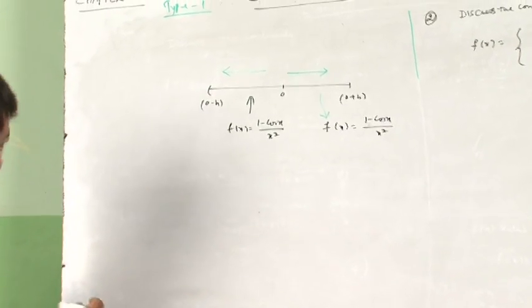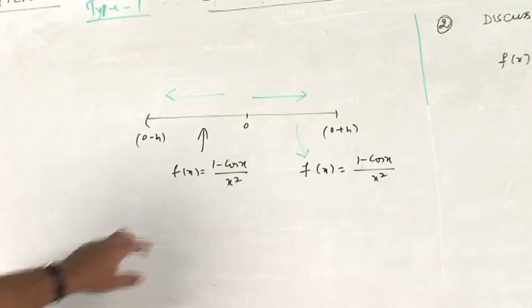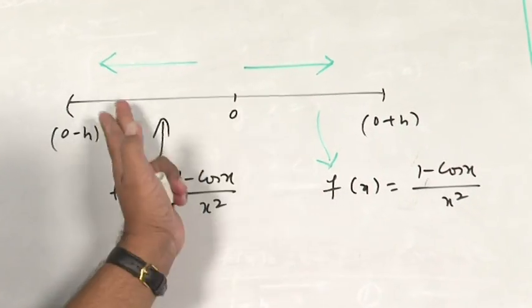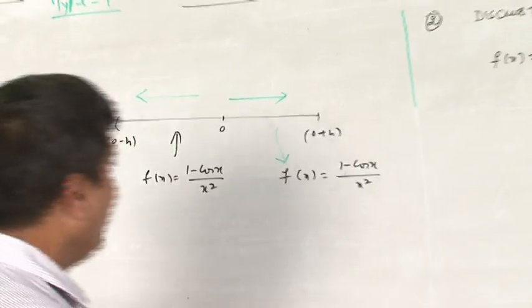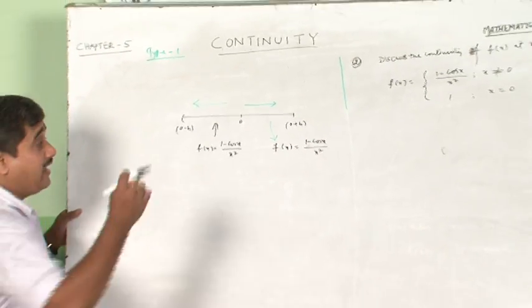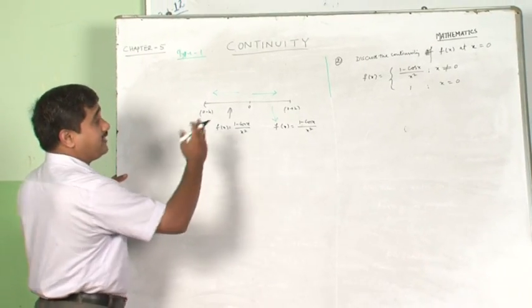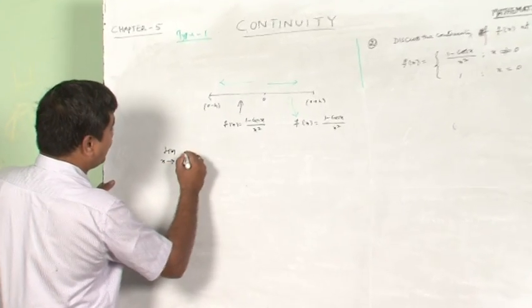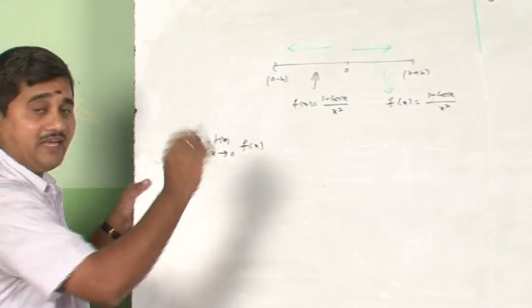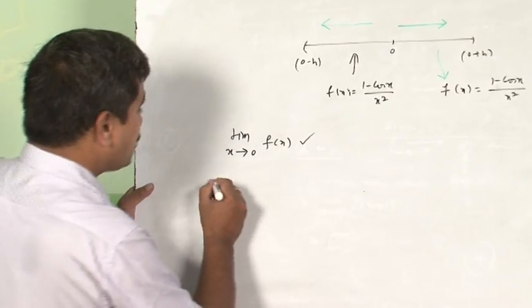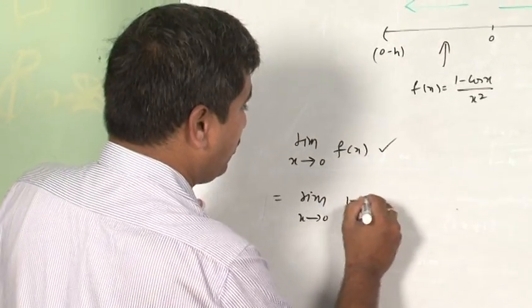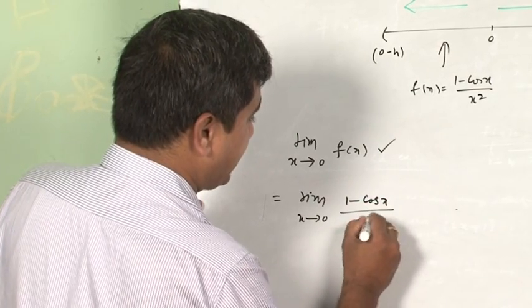So virtually what I am trying to prove for you is that the function is not changing on either side of the point where you are verifying the continuity. Therefore, you need not go for LHL and RHL; rather, you can directly calculate limit x tends to 0 of f of x. So how do you calculate? Limit x tends to 0 f of x is equal to 1 minus cos x upon x square.